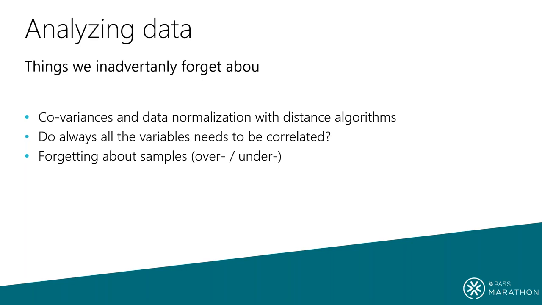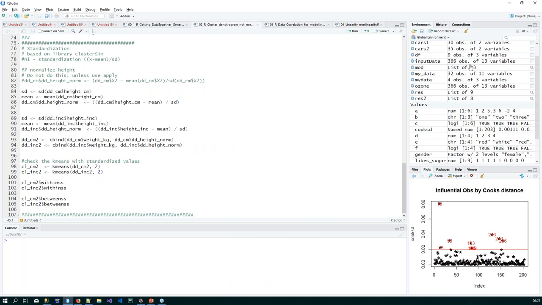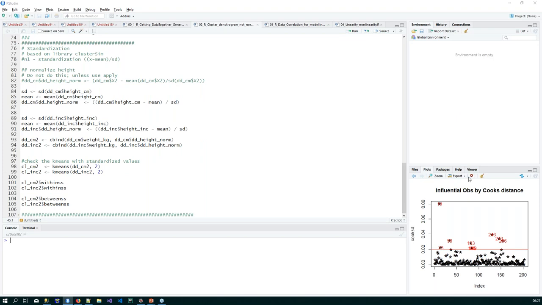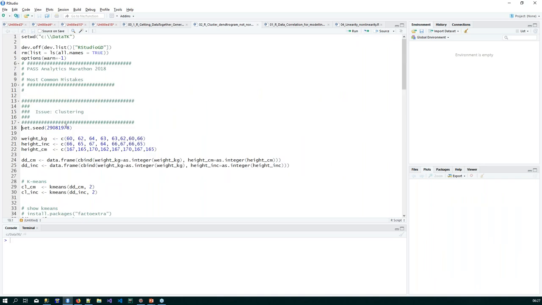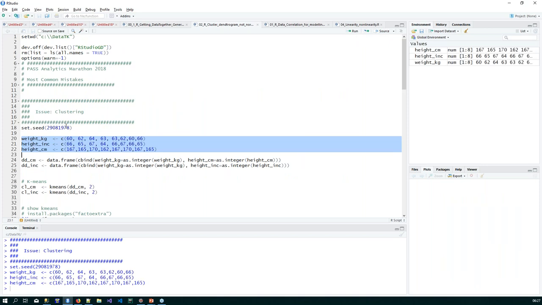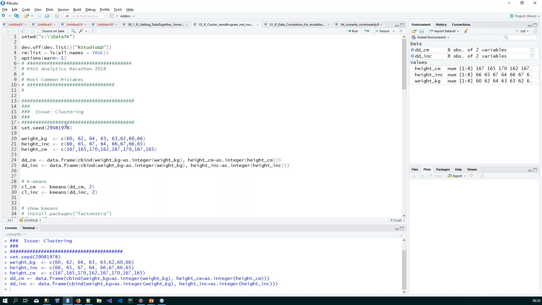So first of all, I'll jump back to the demo, and I'll just clean my environment. And what I'll do next is create a data set, and we'll see what happens if your data is not normalized. So in this case, I'm taking weight in kilograms, just a made up example, and then height in inches and centimeters. Those are literally the same, translated from inches to centimeters. But as you can see, 66 inches equals 167 centimeters. Those two different numbers can express different covariances when correlated with weight in kilograms.